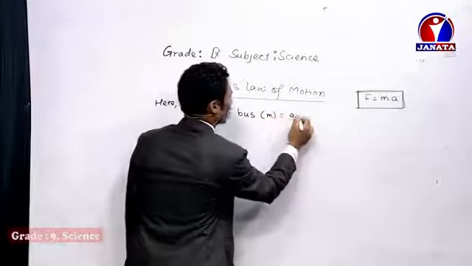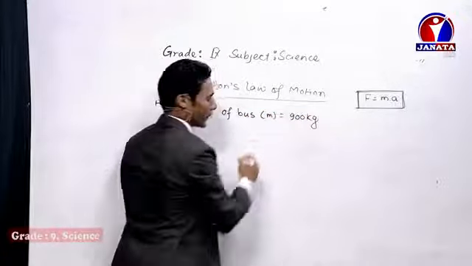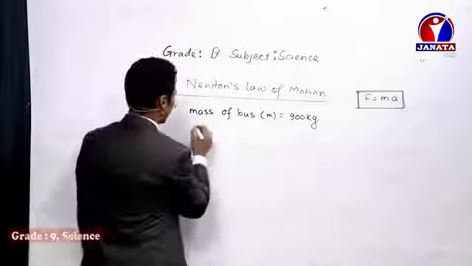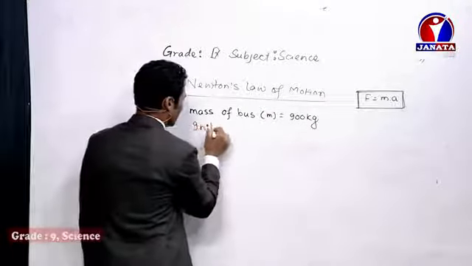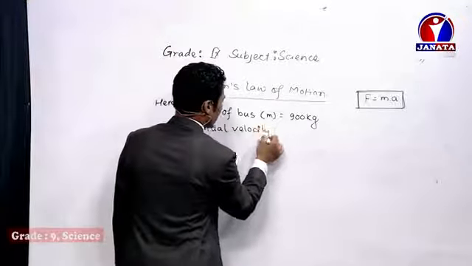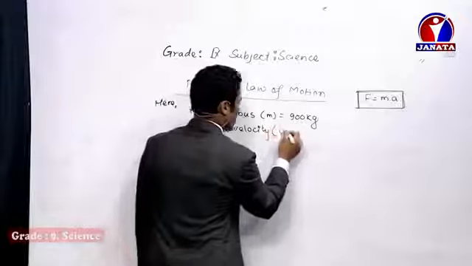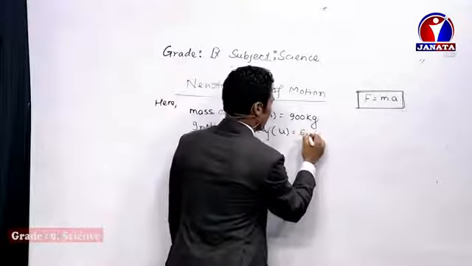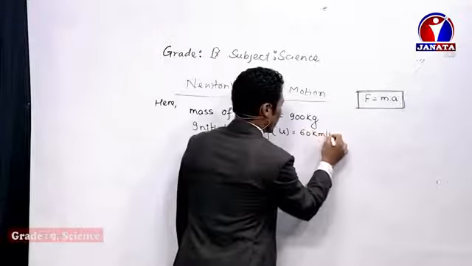The mass is 900 kg. Similarly, the initial velocity, I will write this as small u. The initial velocity is 60 km per hour.